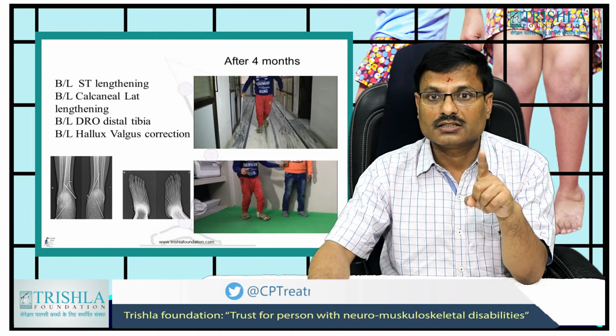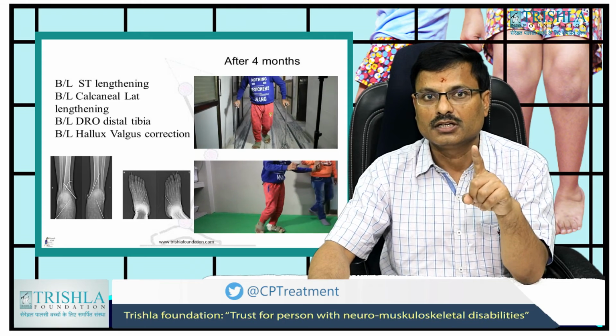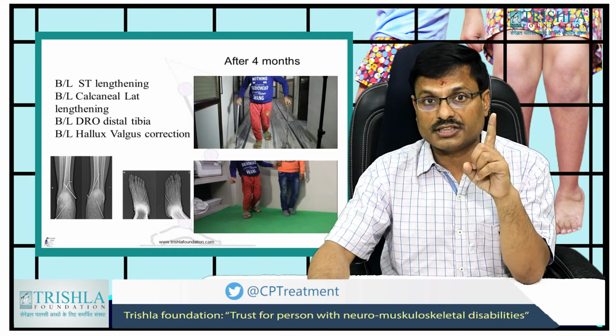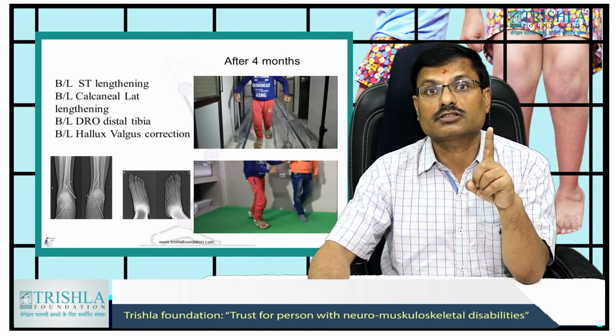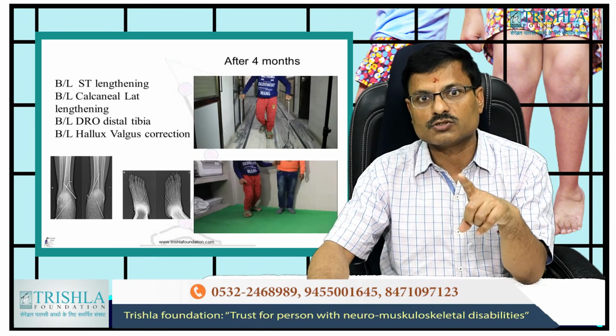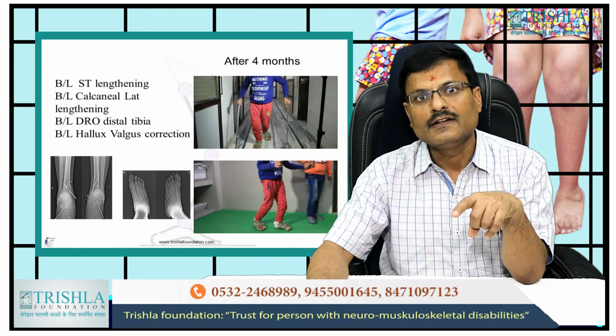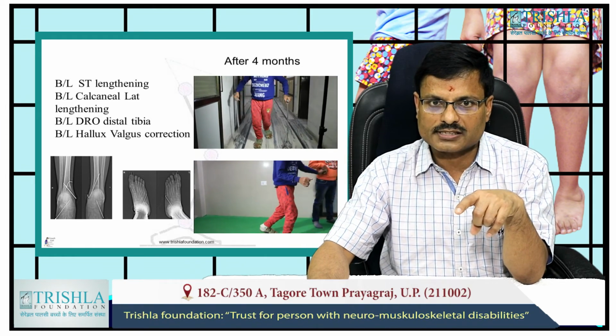You can see that now he is able to walk straight without bending of the knee. He has undergone surgery at the back of the knee, that is semitendinosus hamstring lengthening, calcaneum heel bone lengthening, also bilateral distal rotational osteotomy of the tibia, and grade 2 corrections.